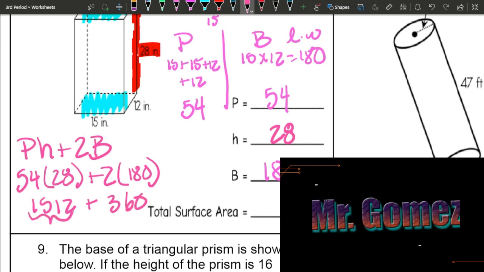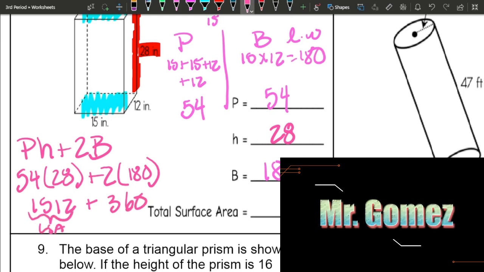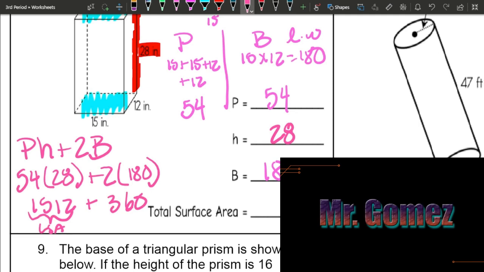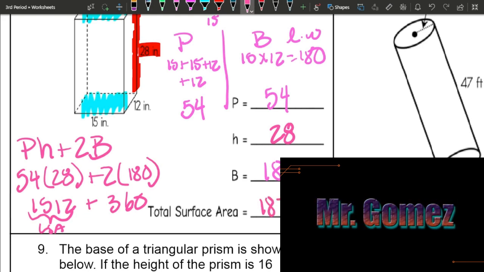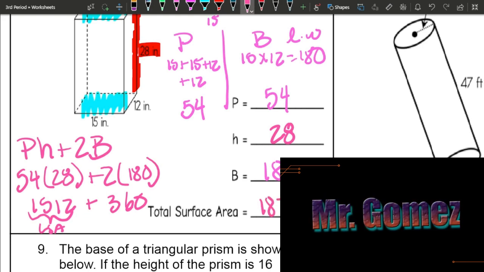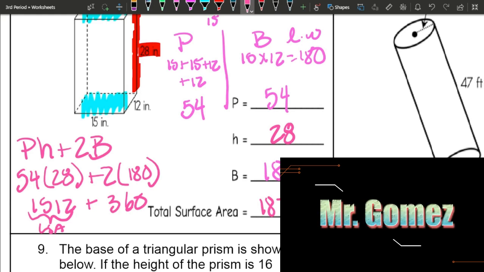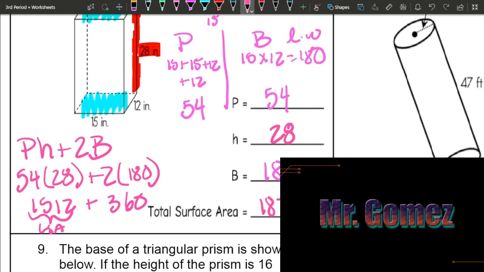This right here, again, is my lateral surface area. I don't need it for this one. But when I add the 1512, I get 1872, and these are inches squared. Any questions on this one?